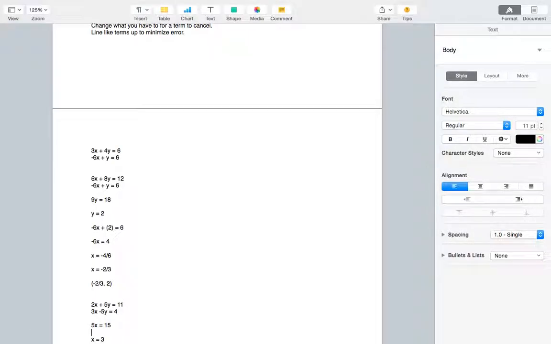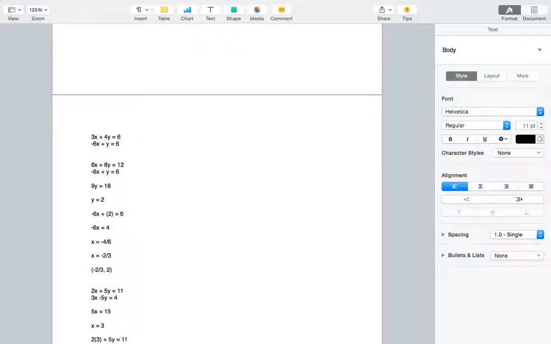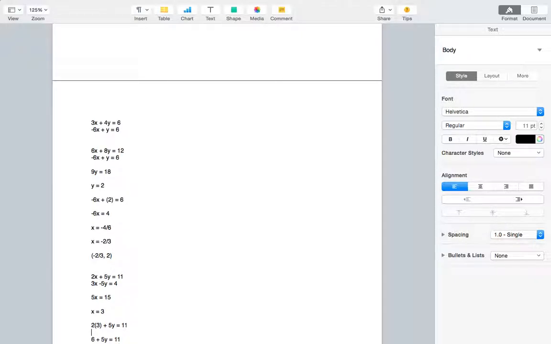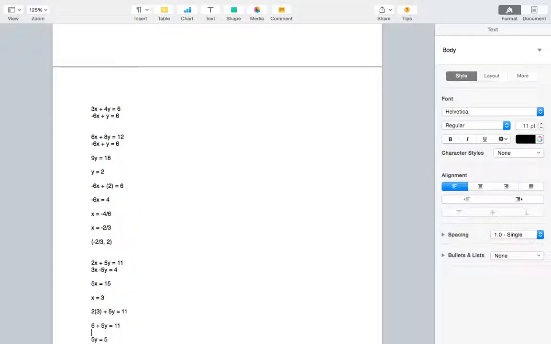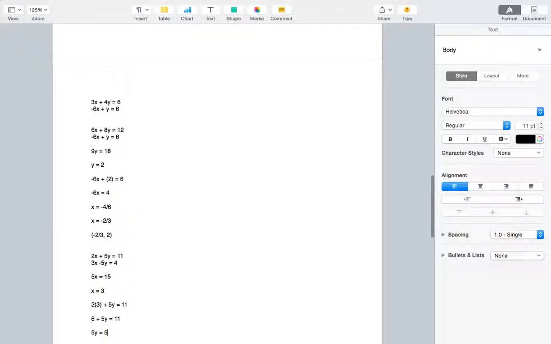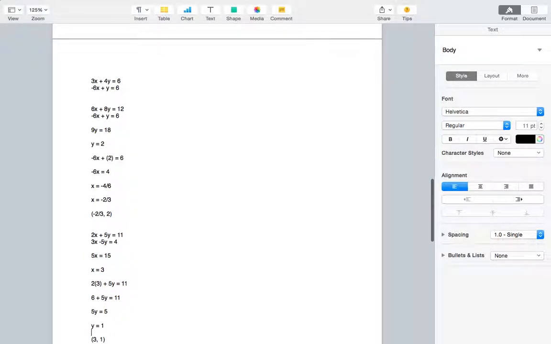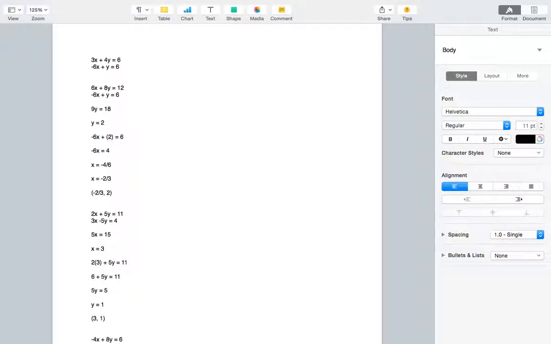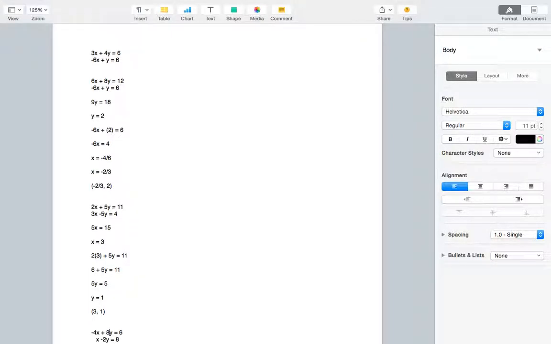x equals 3. Substitute back into one of the other equations. I'm going to go with this one. So 2 times 3 plus 5y equals 11, which is just 6 plus 5y equals 11. Subtract 6 from both sides. 5y equals 5. Divide by 5. y equals 1. That is your answer, 3, 1. Alright. Next one.